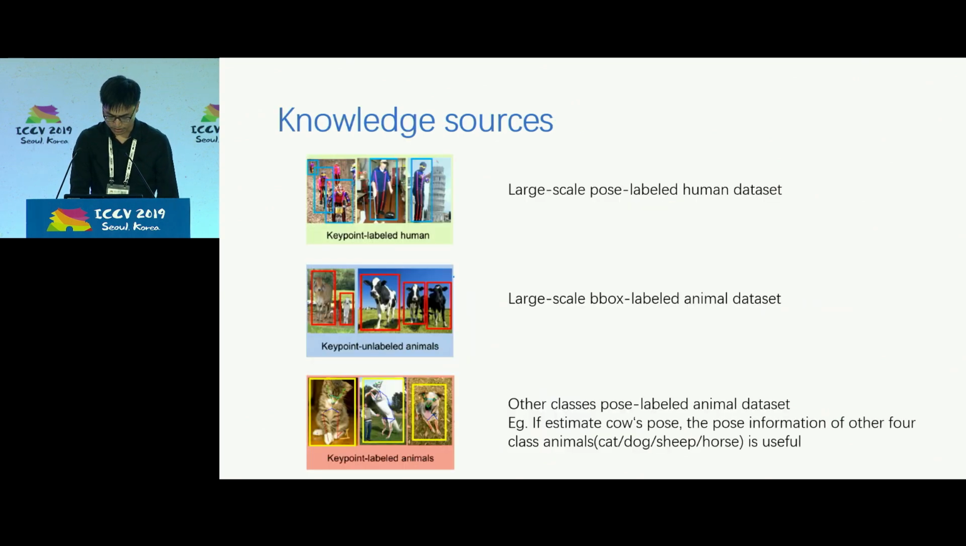To eliminate domain gap, we need to exploit some knowledge sources. They are respectively a pose-labeled human dataset, a bounding box-labeled animal dataset, and other classes' pose-labeled animal datasets. For example, if we estimate coarse pose, the pose information of other 4-class animals is also useful.